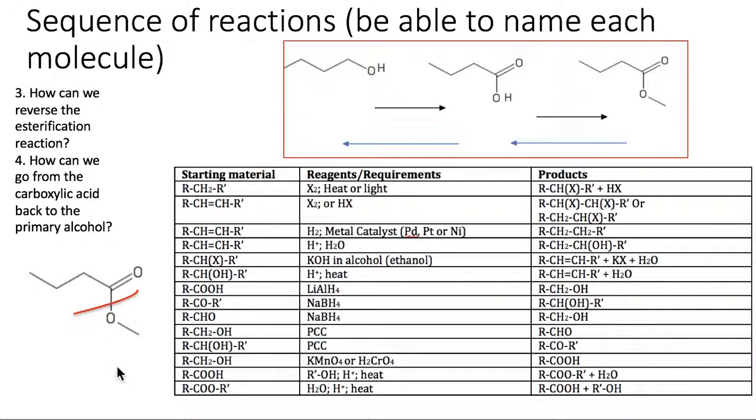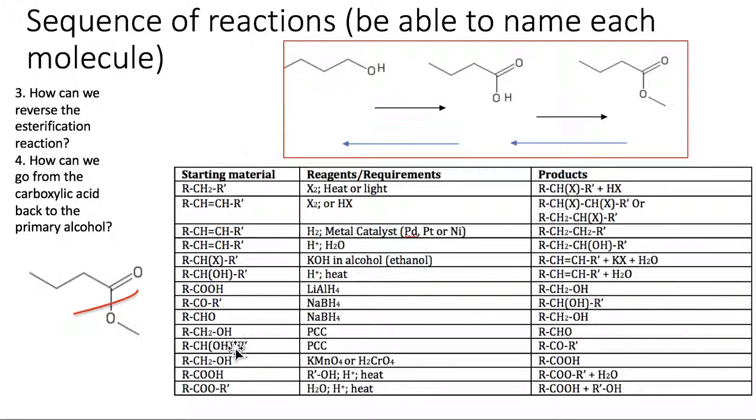Okay, so now this is our second sequence of reactions. You do have to be able to name each of the molecules if you're given the name of the molecule in your exam. So in this case right now, you're working with the primary alcohol, and then you want to convert it to a carboxylic acid, and then the carboxylic acid you want to convert to an ester.